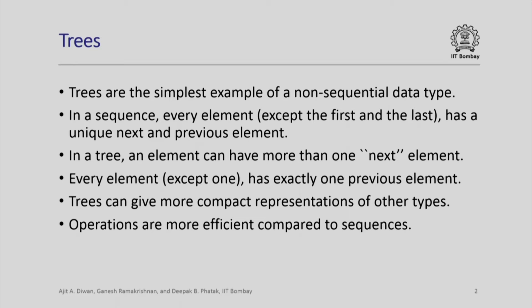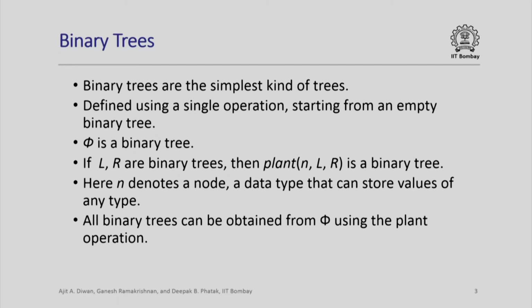An element can have more than one next element, but every element still has exactly one previous element except for the first one. So, trees are a generalization of sequences. Instead of having just one next element for each element, we can have more than one, and trees can give more compact representations for other data types, and also operations on trees are more efficient compared to sequences. So, let us define what are called binary trees formally. There are many kinds of trees, and binary trees are the simplest examples of trees. So, let us define what they are.